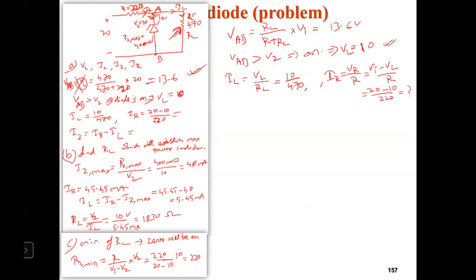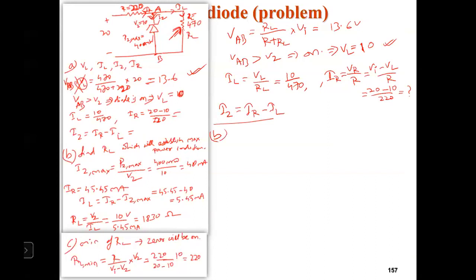So calculate it. Next, once you have this, IZ will simply be IR minus IL. IR was calculated previously, and IL is also calculated. Put them in and get your values. Next is part B.